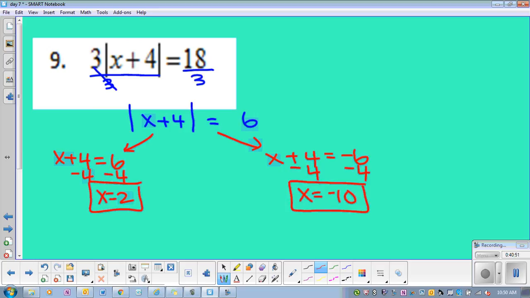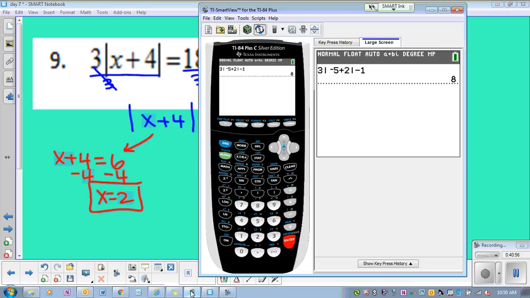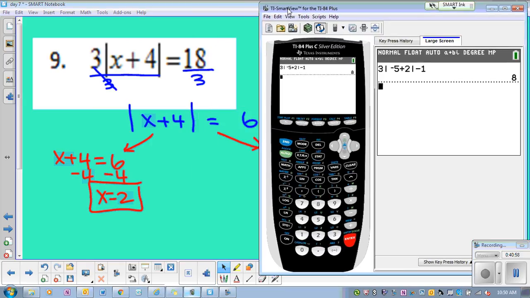Now, I need to go check. So what I'm going to do is I'm going to plug in. Right? So I'm going to plug in, go to my original problem, 3 times the absolute value of x plus 4. I'm going to plug in 2 first, because 2 is one of the x's that I found, right? 2 plus 4, and does it equal 18? Let me hit enter. Yes, it equals 18, so that one is a solution.